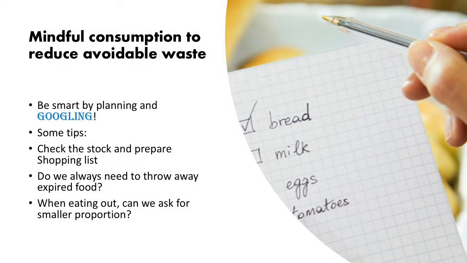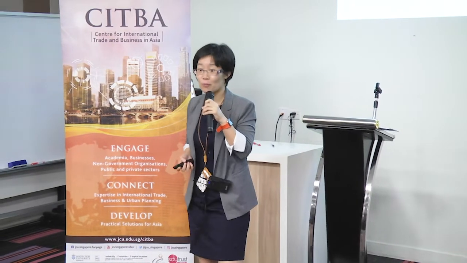So how to be mindful? Of course, my best suggestion is to use Google if we don't understand. For this type of food, how long can we keep it? After how long must we throw it away? Maybe we can just Google, right? And before we do any shopping, we probably want to check what is in our fridge, to make sure we don't buy things that we don't need. We probably want to prepare a shopping list so that we don't do a lot of impulse purchases.